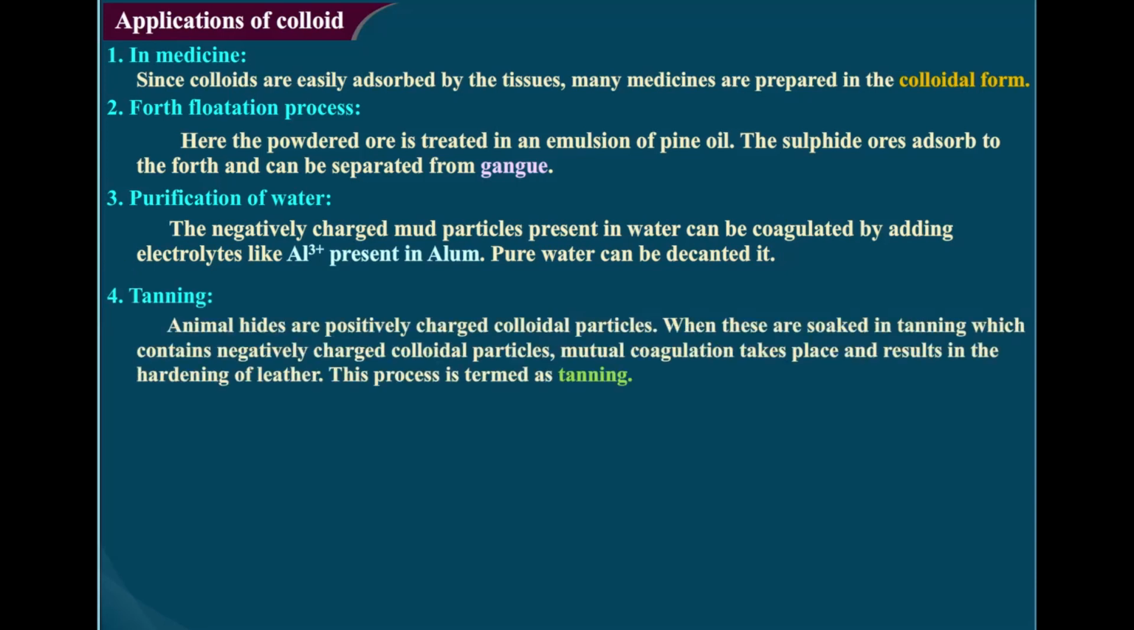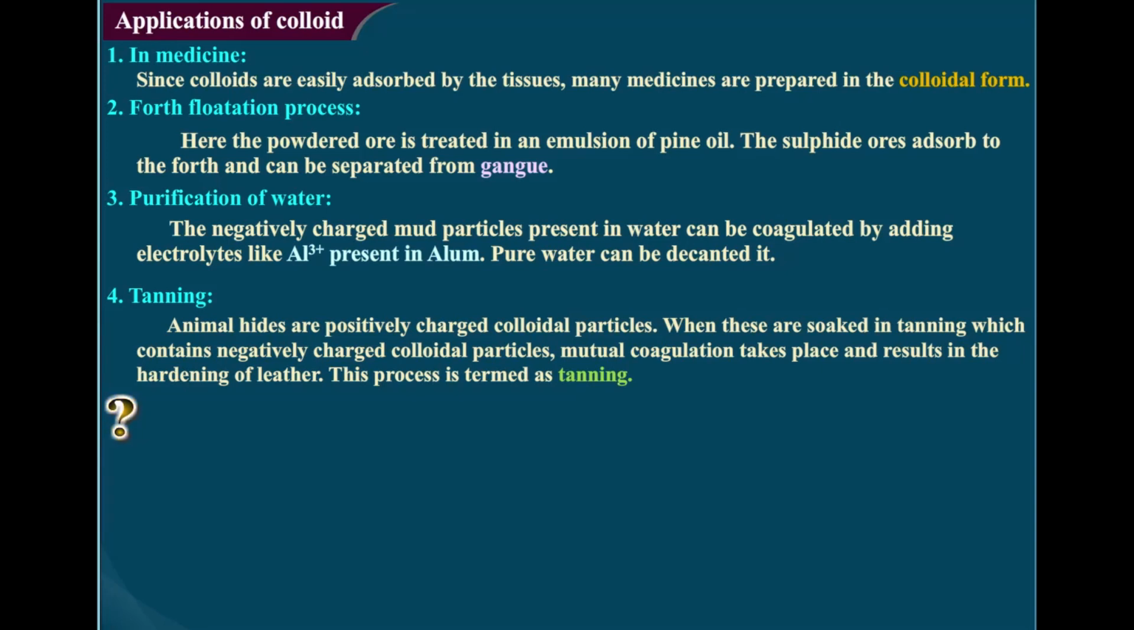Next is tanning. Animal hides or skins are colloidal in nature. When a hide, that is a skin, which has positively charged particles, is soaked in tannin, which contains negatively charged colloidal particles, mutual coagulation takes place. This results in the hardening of leather, and this is how the leather is made hard. This process is termed as tanning. Chromium salts are also used in place of tannin.